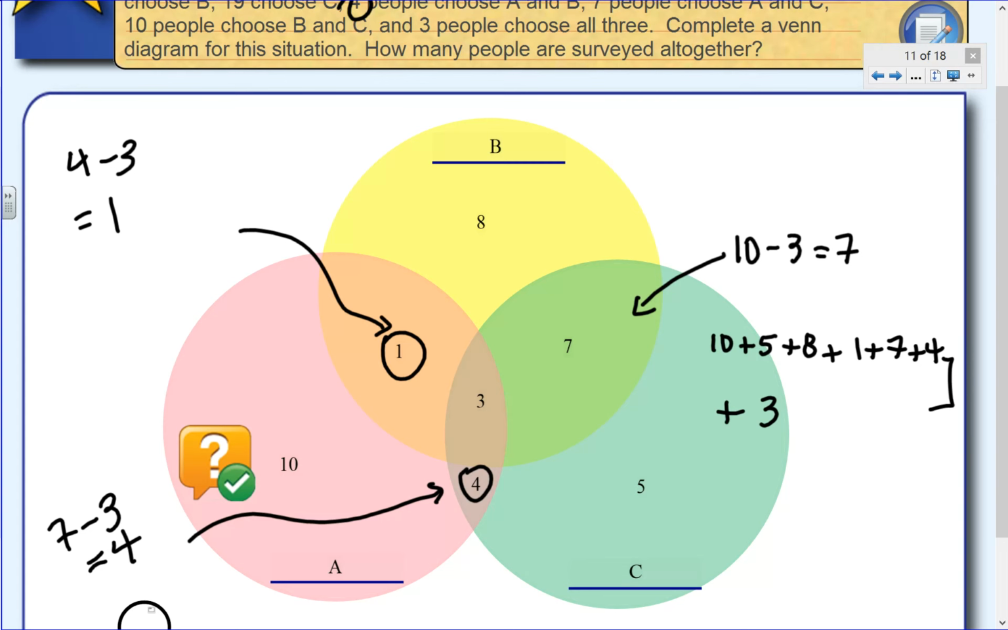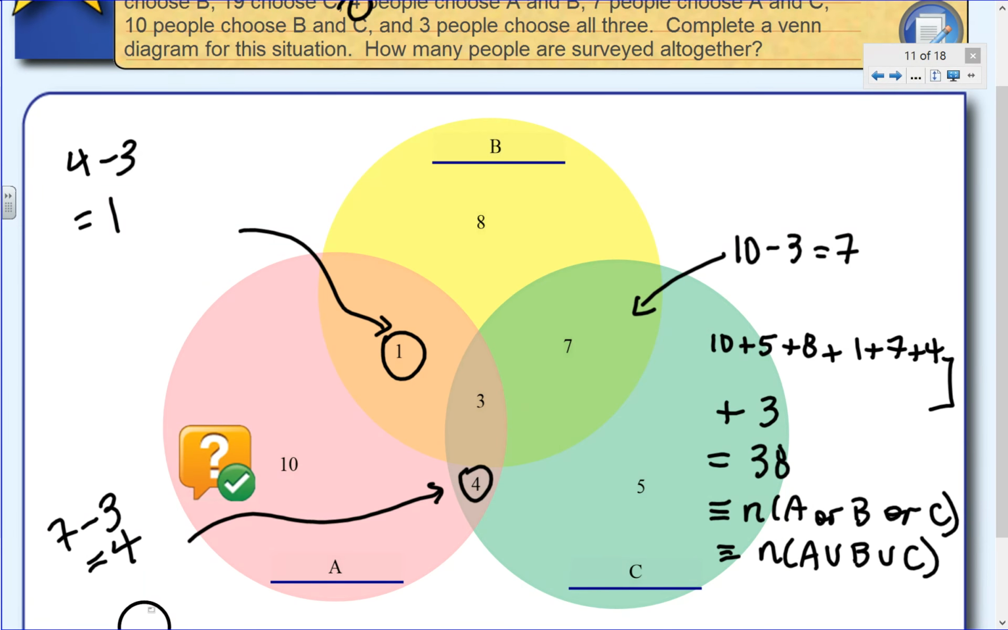So as a total, we should see roughly more than 30, I suspect. So we have 12 and 8 is 20, 35 plus 3, 38. So 38 individuals, that represents or is equivalent to the number of individuals who have chosen A or B or C. And using our notation, that's also equivalent to the union, so I'll just use the union symbol here, equivalently to mean the same thing. Okay, so that's one way to do it.